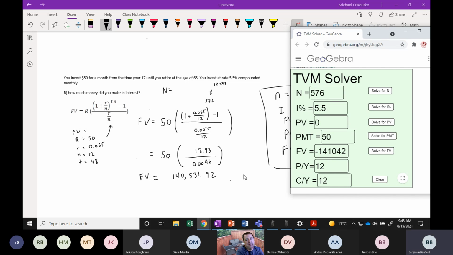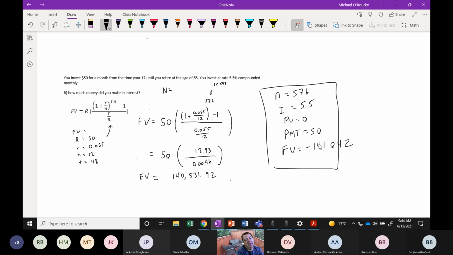So when I plug that in, should I still put the negative in front of it? If in your answer you put a negative in front of it, that helps me understand. One of these is going to be negative, one's going to be positive. All I'm really looking for is that you understand that's the number coming back to you. Okay, that's perfectly fine. Use the TVM solver. It's there for you.